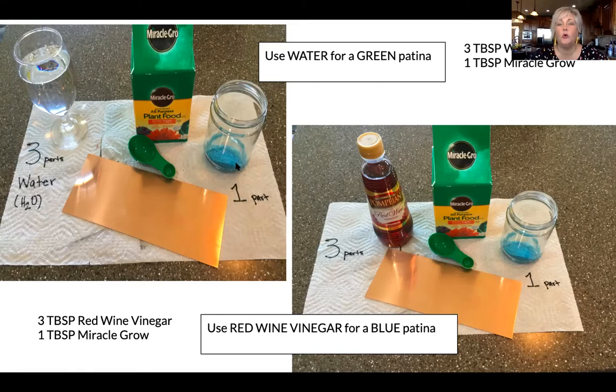I didn't want to make a whole lot of it because I just had this little piece of tin and that's it. And so I just used 1 little, I think it's like a tablespoon of Miracle-Gro and 3 tablespoons of water. And that's supposed to give it more of a green patina.